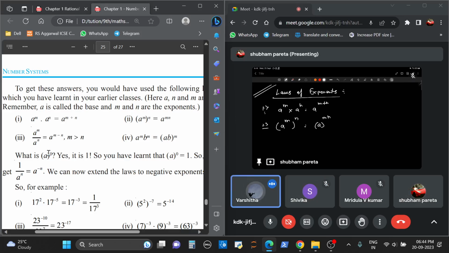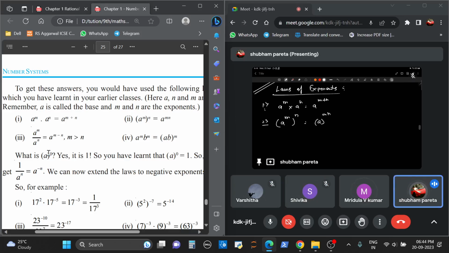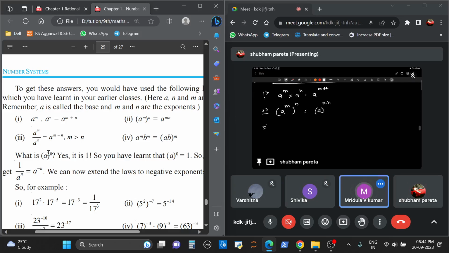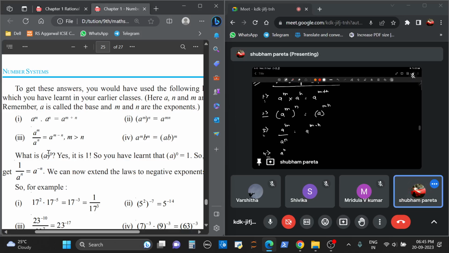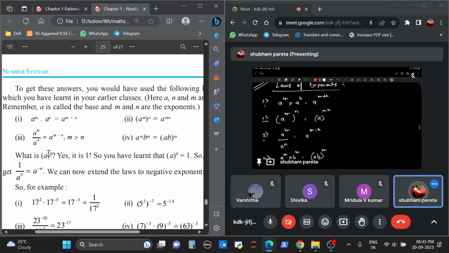Solve sums of this. Okay, Varshita. Mridula, what about you? I studied this in 8th grade. Okay. Okay, so these are some of the properties which we are having over here.